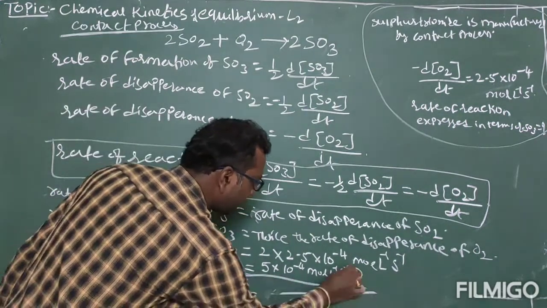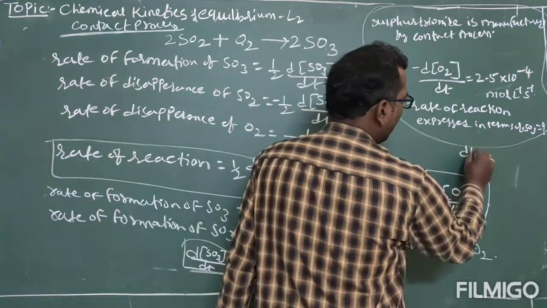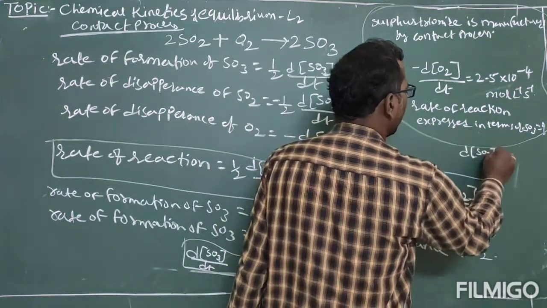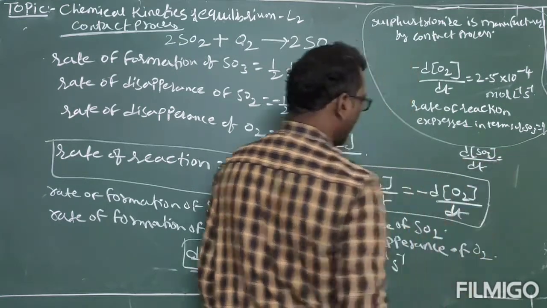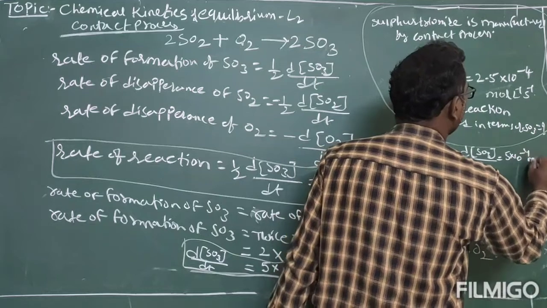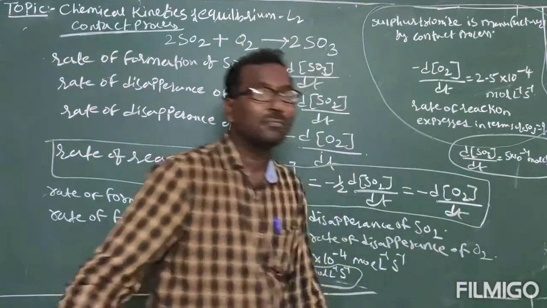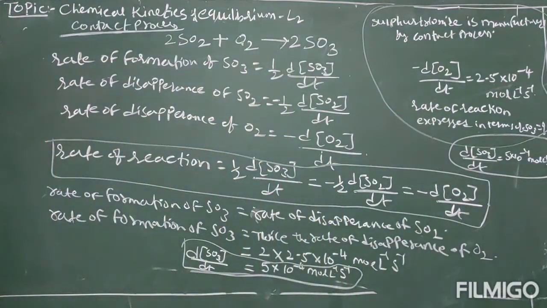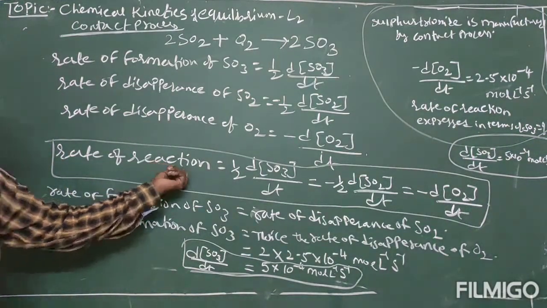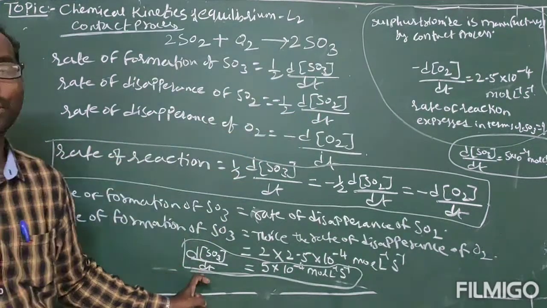This is the answer. So what is the answer? The rate of formation of SO3, d[SO3]/dt, is nothing but 5 into 10 power minus 4 mole liter inverse second inverse. In this way, you have to find the rate of formation or rate of reaction. The rate of reaction equation is this with respect to SO3.